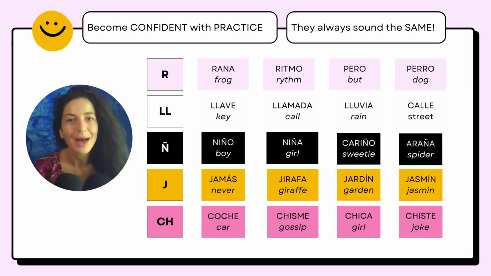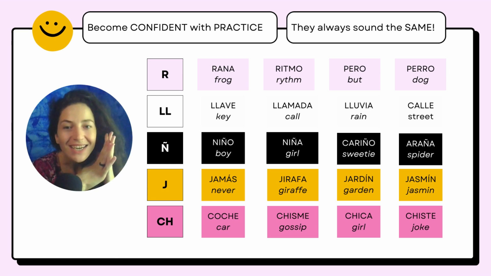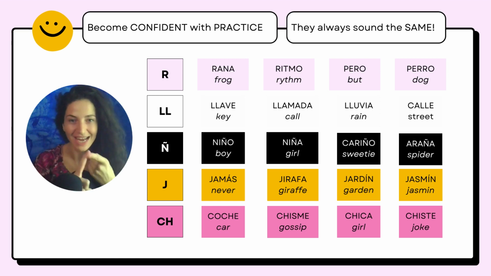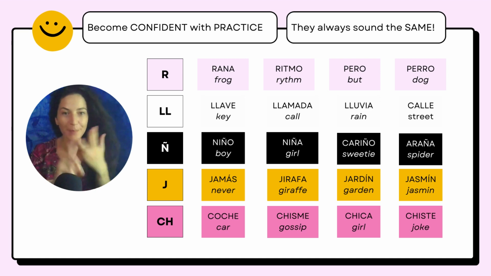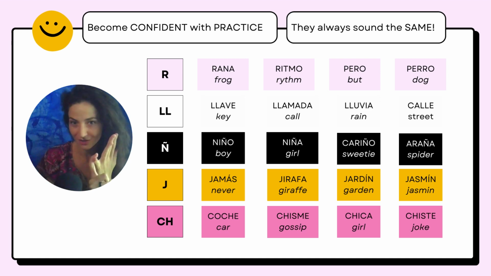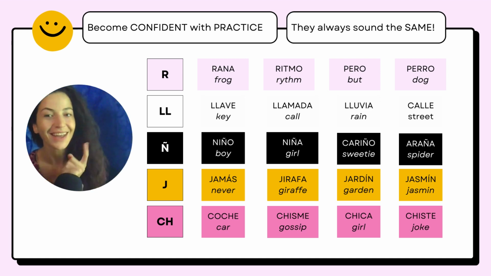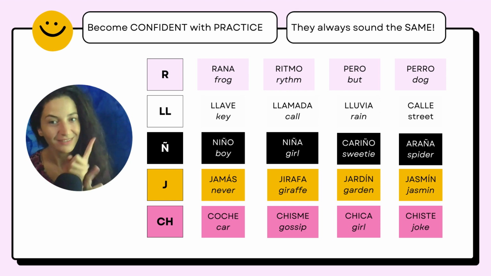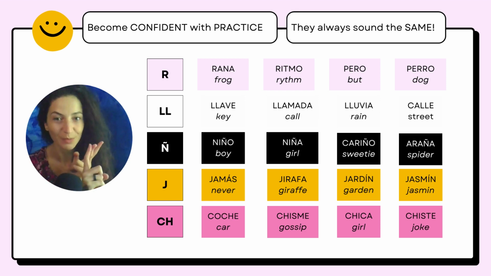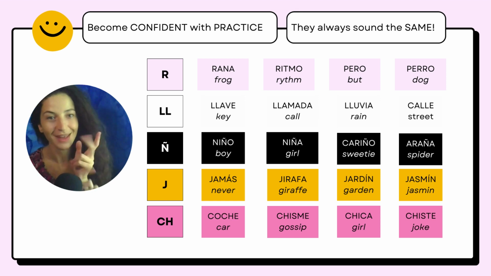Practice time, prácticas. Rana, ritmo, perro. Double R. Go again. Rana, ritmo, perro. Bien.